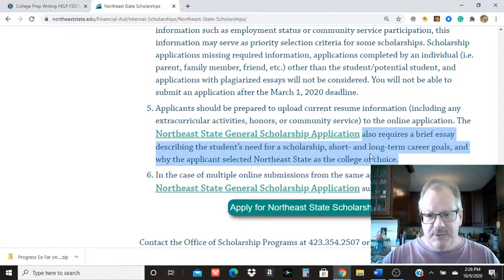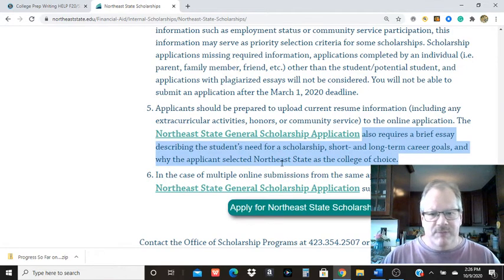So for the Northeast State one, the brief essay, and again, sometimes they give you a word count, sometimes they don't. Try not to go over 400 words or so, because, I mean, you can go 405 or something. But don't make a 5,000 word essay. Nobody's going to read that. They're going to read the first two paragraphs, realize how long it is, and move on to the next one, right? So probably about 400 words is what you're shooting for.